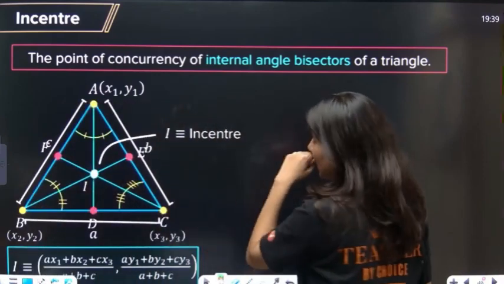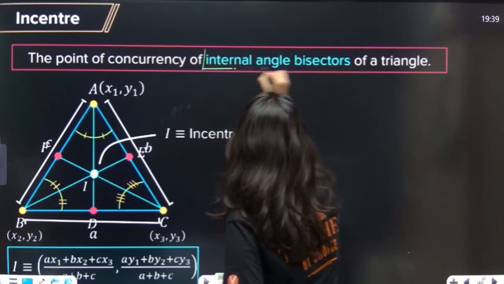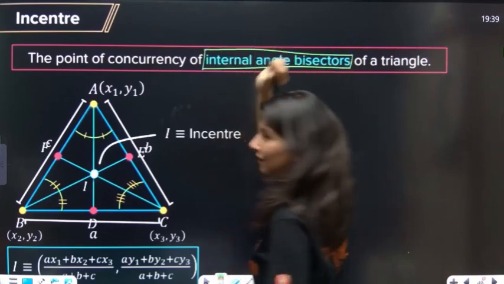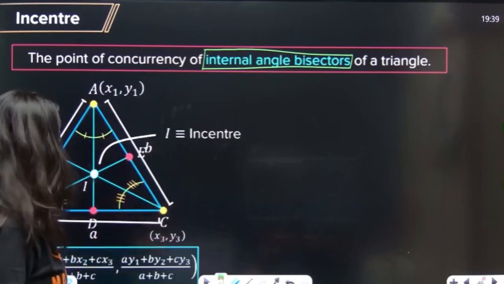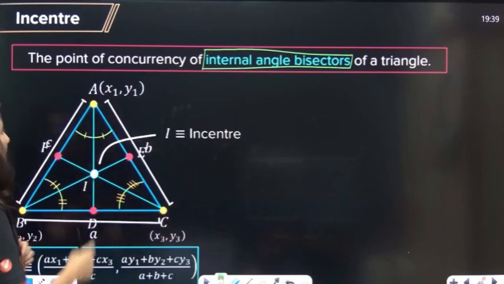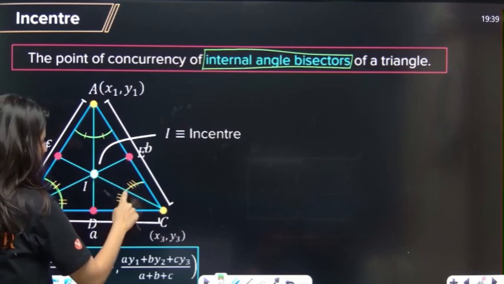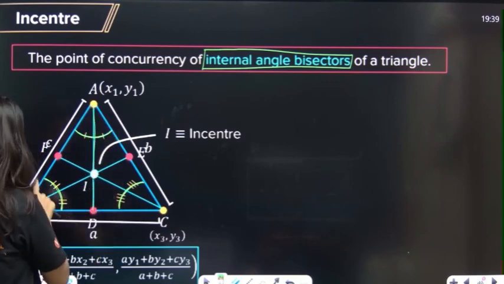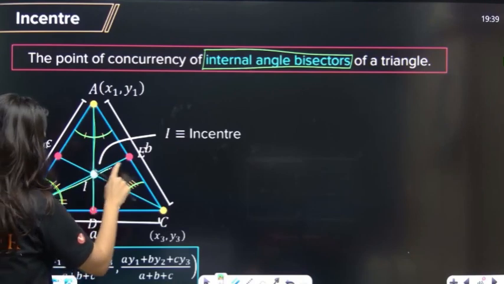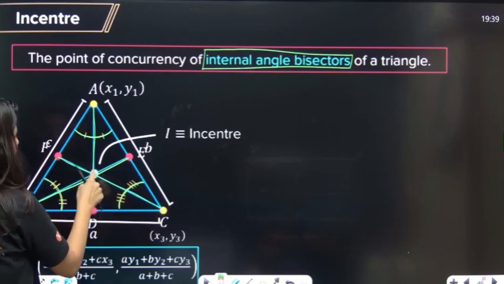Let's do the point of concurrency of internal angle bisectors of a triangle. So first of all, what is the incenter? There is a triangle. There will be 3 angles of a triangle. Can you see 3 angles? Now this angle will have its angle bisector. This angle will have its angle bisector. This angle will have its angle bisector.